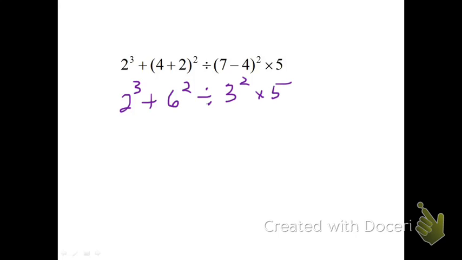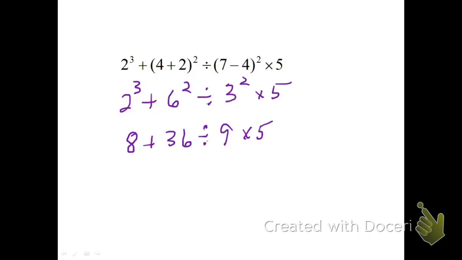Okay, evaluating all of our exponents then, 2 cubed is 8, 2 times 2 times 2. 6 squared is 36, divided by 3 squared, which is 9, and then times 5. Let's make that division symbol a little better.